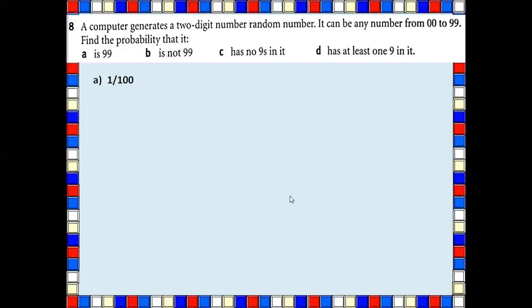Rain? Miss, it's 1 over 99. No, we are doing part B, Rain, not 99. We need a number which is not 99. The number which is 99 is 1 out of 100. For a number which is not, we need to subtract it by 1. So it's 1 over 98.